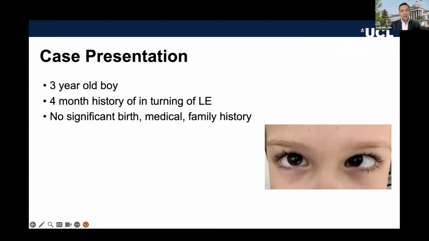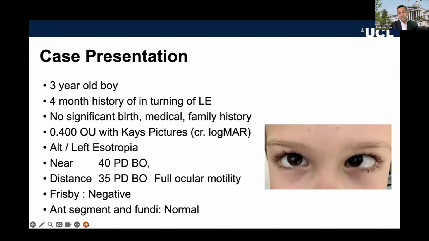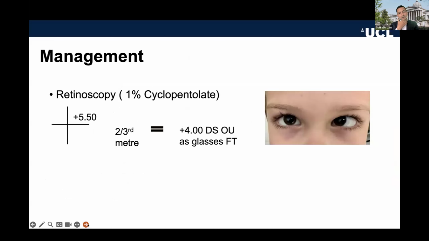So we'll start with a case. This is a 3-year-old boy who comes to my clinic. He's got a 4-month history of turning in of the left eye, but there's another significant history. And when you examine him, you find the vision is down in each eye. He has a moderately large angle esotropia, left to alternating, 40 for near, 35 for distance, with full ocular motility. Everything else seems okay.